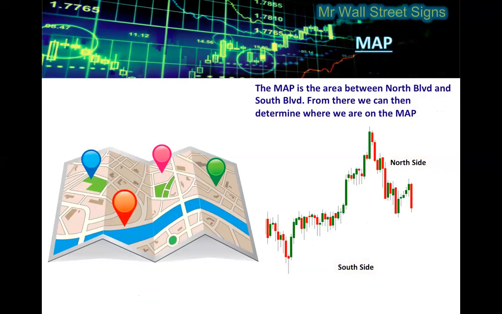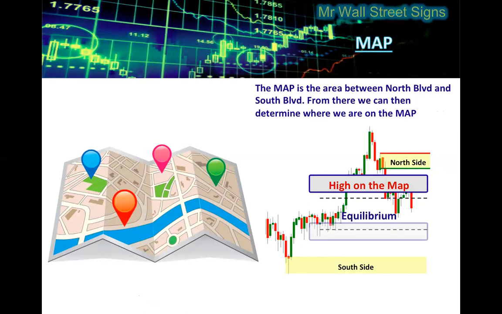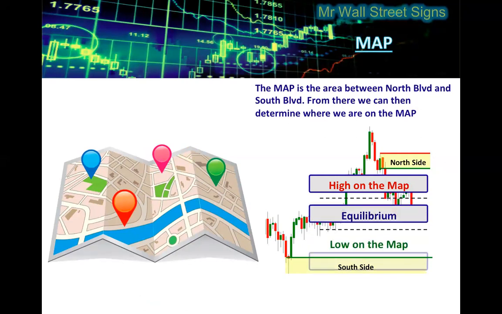So next, the map. What is the map? The map is the area between the North Boulevard and South Boulevard. From there, we can determine where we are on the map. You guys take a look here. You see this? This is our map.